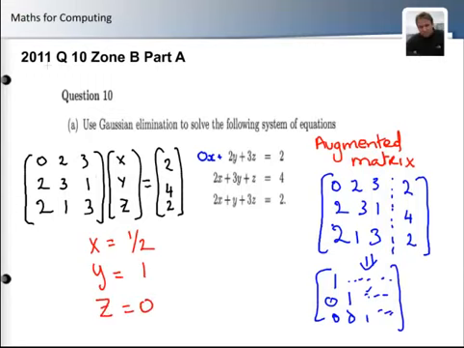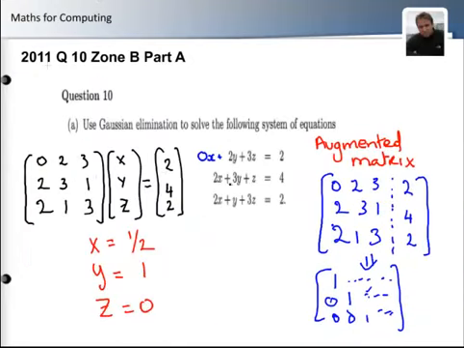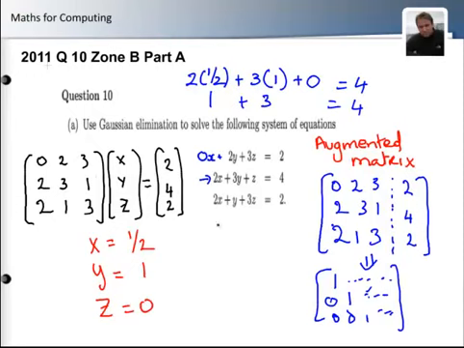Let's just double check that for a second. Yep, x is equal to half. Z is equal to 0 and y is equal to 1. Okay, does that fit with the equations? Let's try out this one here. 2 times 1/2 plus 3 times 1 plus 0. That is 1 plus 3. Yeah, 4. Let's try it out with the top one. 2y plus 3z equals 2. 2 times 1 plus 3 times 0. Yeah, that's equal to 2.